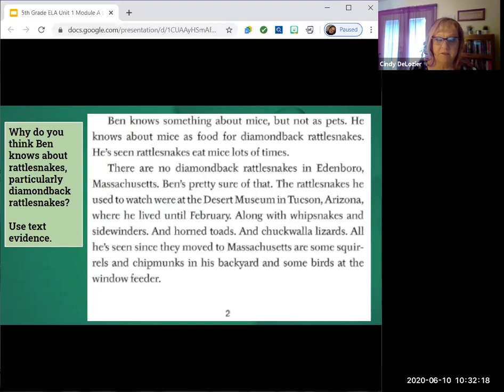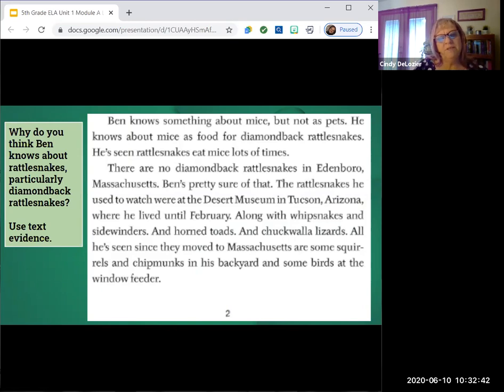The rattlesnakes he used to watch were at the Desert Museum in Tucson, Arizona, where he lived until February, along with whip snakes and sidewinders and horned toads and chuckwalla lizards. All he's seen since they moved to Massachusetts are some squirrels and chipmunks in his backyard and some birds at the window feeder.